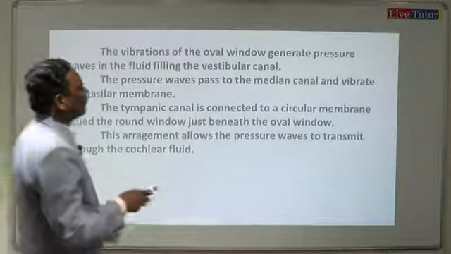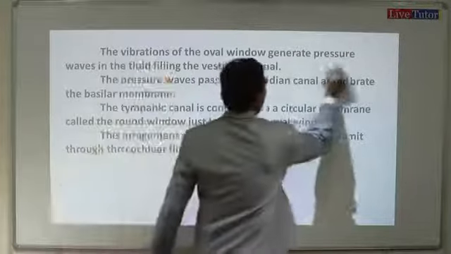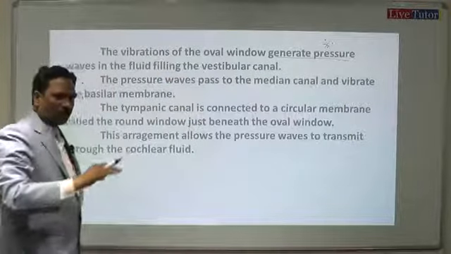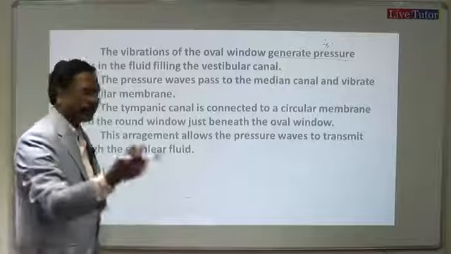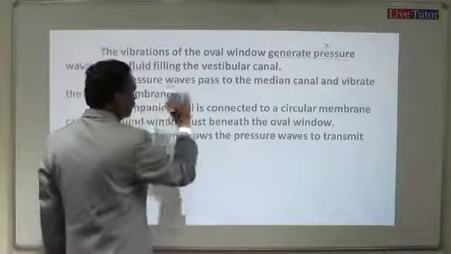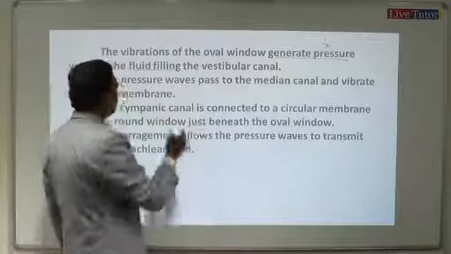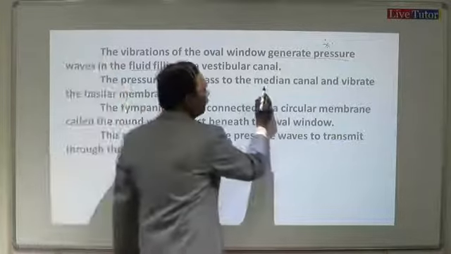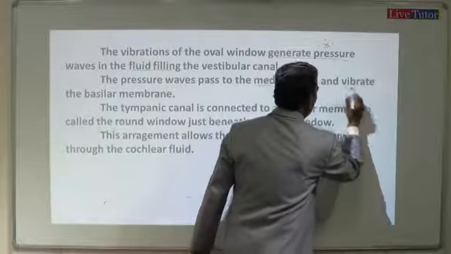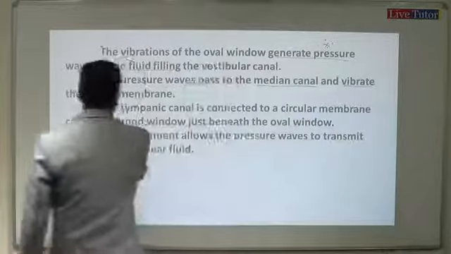Then the vibration of the oval window generates what? Pressure waves. When the sound vibration enters the liquid, it becomes pressure waves in the fluid of the vestibular canal. Then it passes to the tympanic canal, and the pressure waves cause what? They transmit to the median canal and vibrate the basilar membrane.